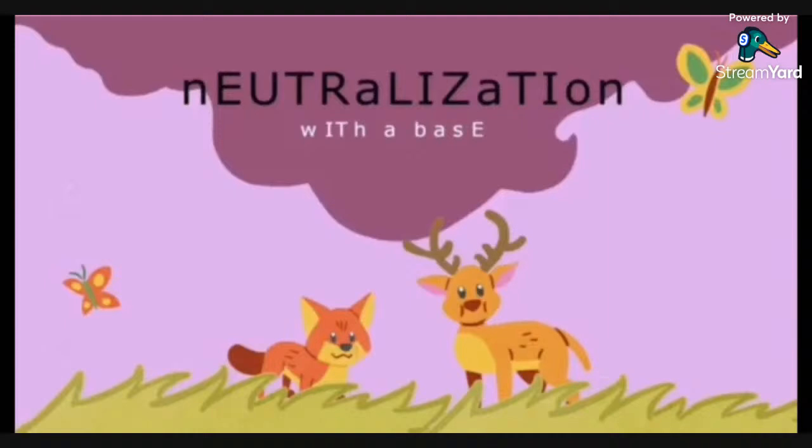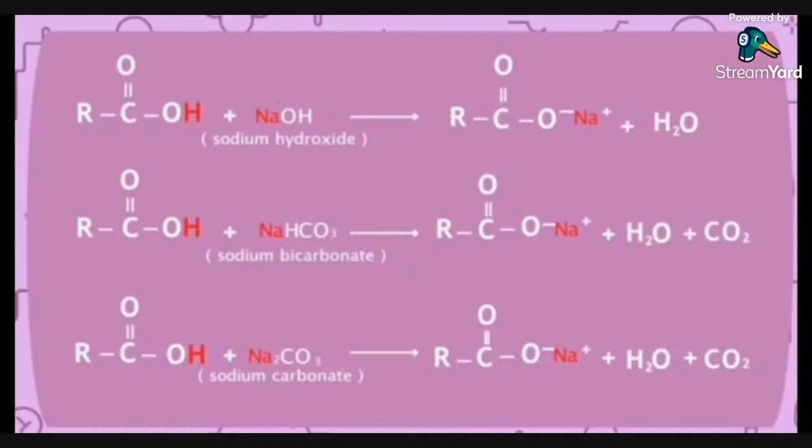Hi, so the last one in subtopic 7.5 that I will tell you right now is about the neutralization of carboxylic acid with the base. Okay, but first we must know that the base that we're talking about here is the first one. We got this NaOH, which is our sodium hydroxide, and the second one we got NaHCO3, which is our sodium bicarbonate, and the last one here we got our Na2CO3, which is our sodium carbonate.